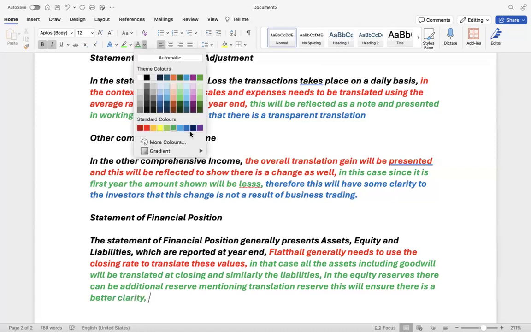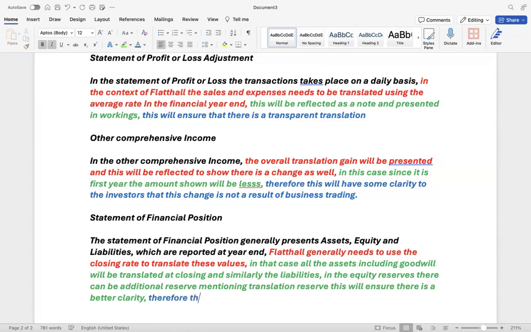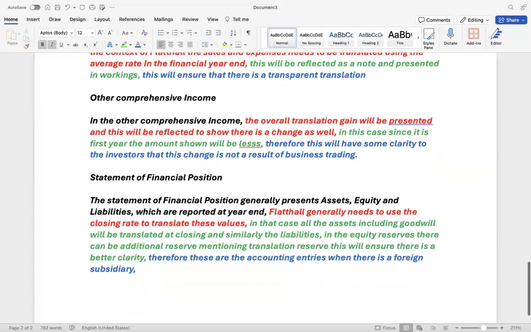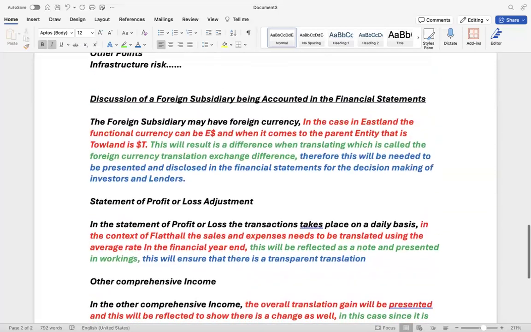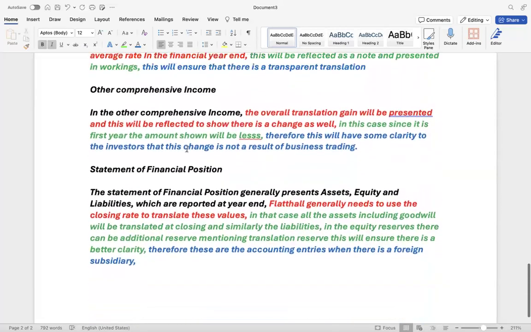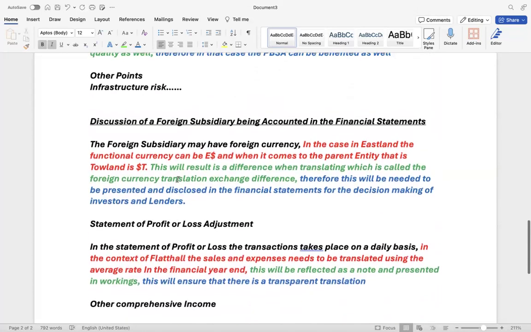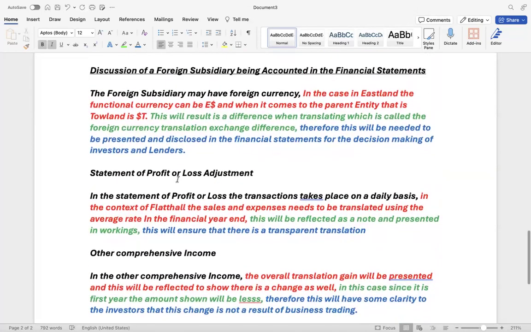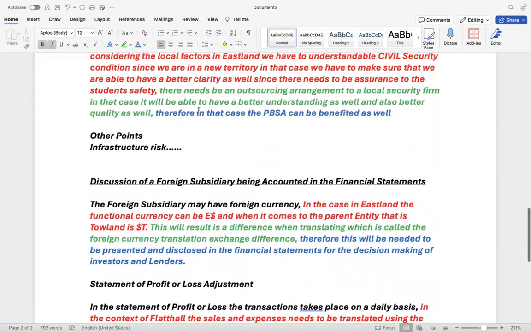And the last one I'll just write down. Therefore, these are the accounting entries when there is a foreign subsidiary. Students, can I get a confirmation from you all in the chat box? Now, this point of view is very much technical. That means even if you are doing a different case study, the answer for foreign currency will be same in every examination. Can I get a Y in the chat box, students, if you are okay with this application?